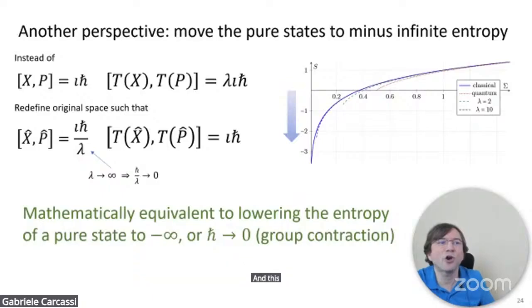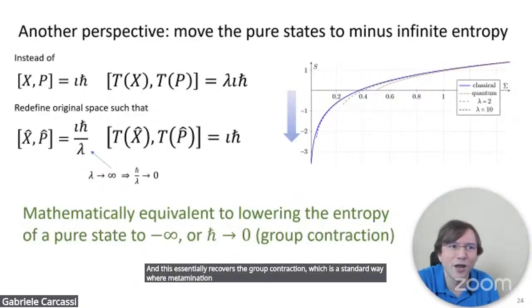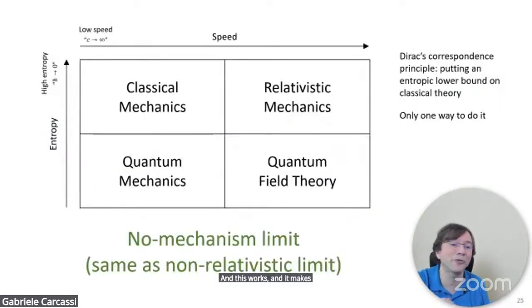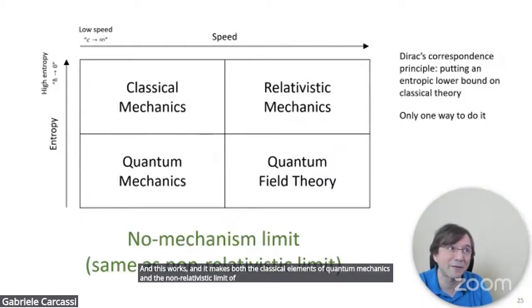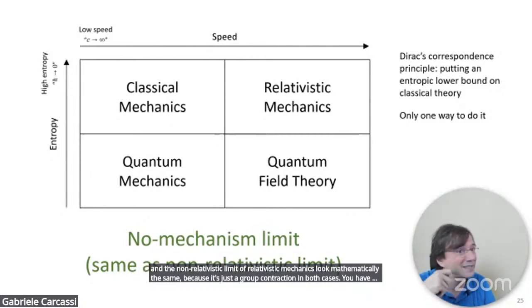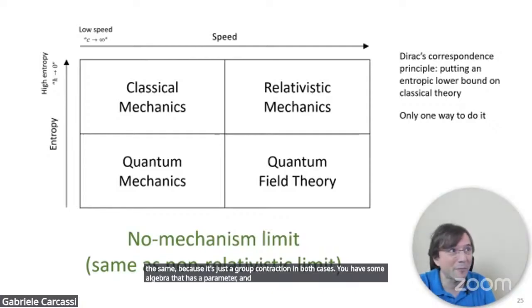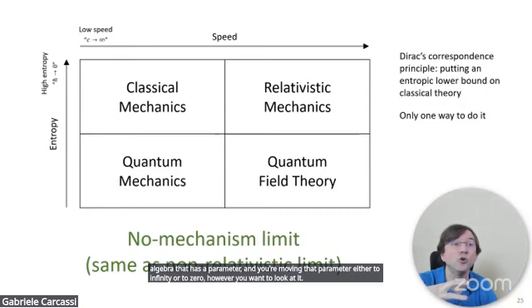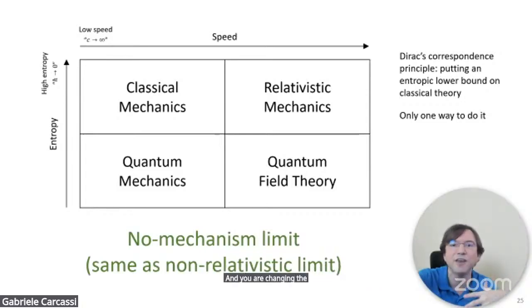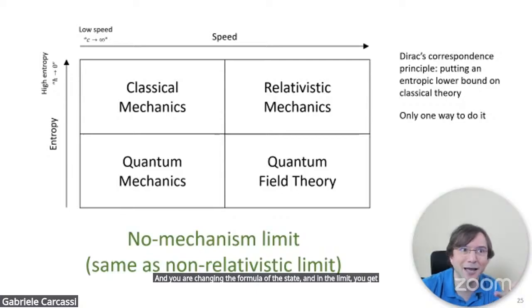And this essentially recovers the group contraction, which is a standard way in which mathematicians recover the classical limit. And this works, and it makes both the classical limit of quantum mechanics and the non-relativistic limit of relativistic mechanics look mathematically the same, because it's just a group contraction in both cases. You have some algebra that has a parameter, and you're moving that parameter either to infinity or to zero, however you are going to look at it, and you are changing the form of the state, and in the limit you get classical mechanics in both cases.